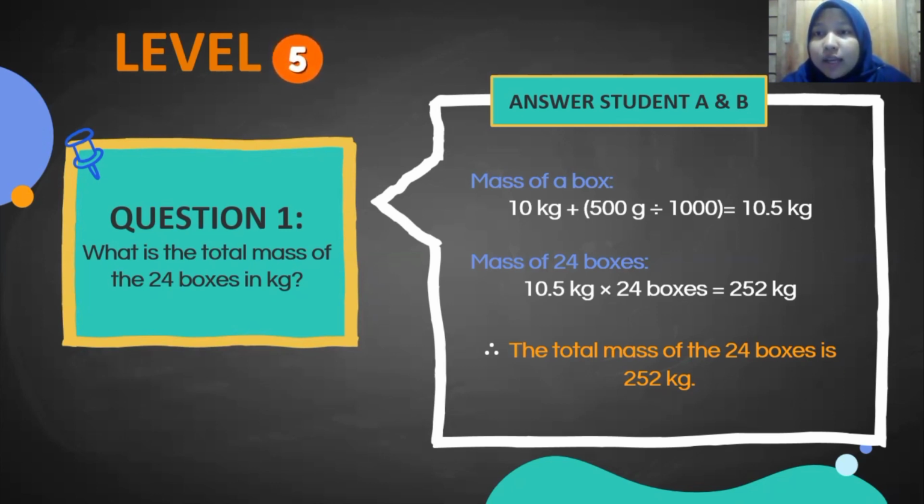Student A and B answered using the same strategy, by converting 500 grams into kilograms by dividing by 1000 and multiplying the answer by 24. Thus, they both got the same answer, which is that the total mass of the 24 boxes is 252 kilograms. This shows the students have mastered a formula at level 5 in the skill process.